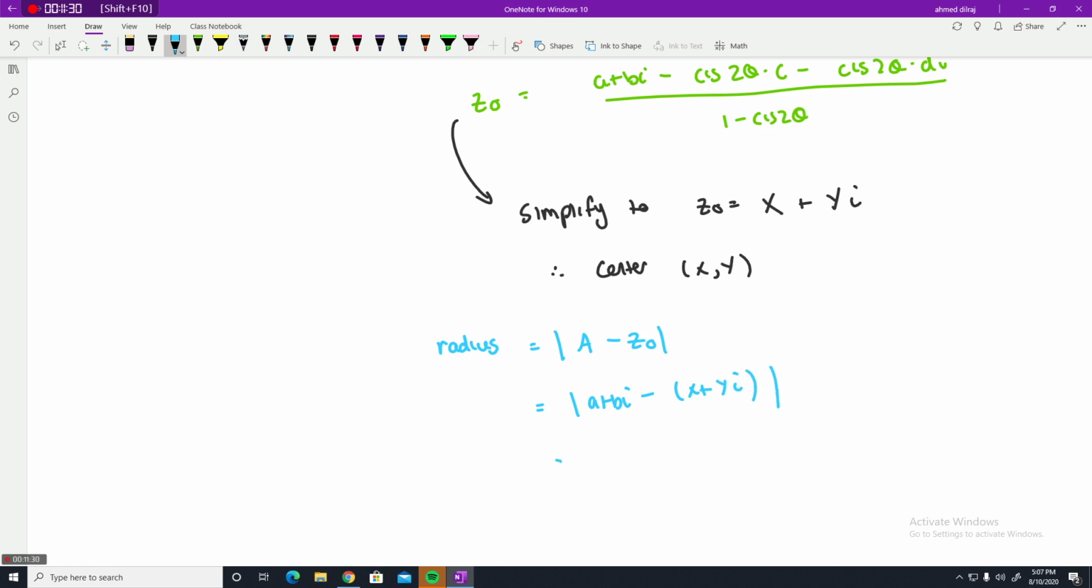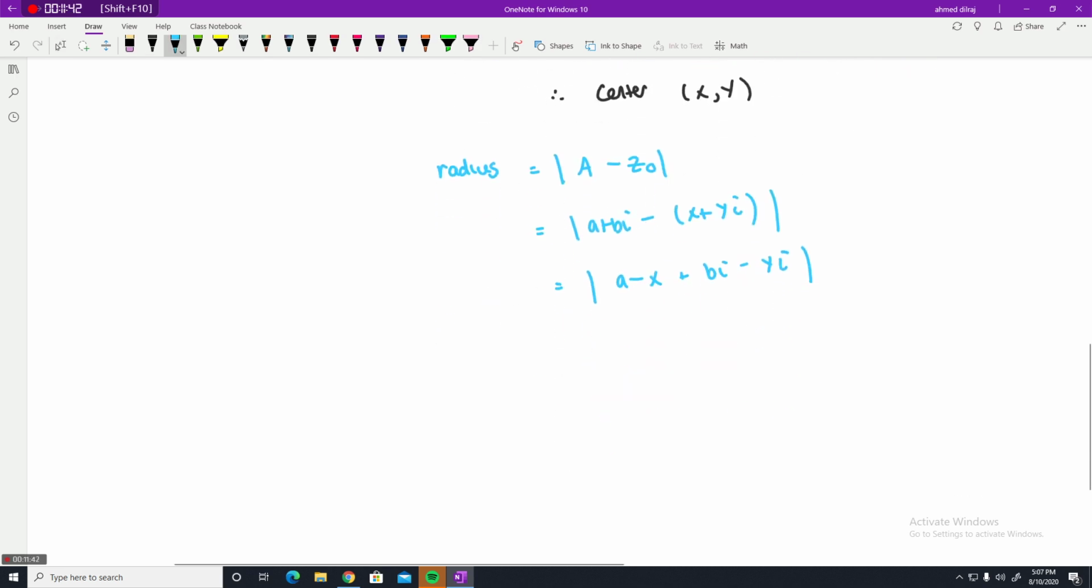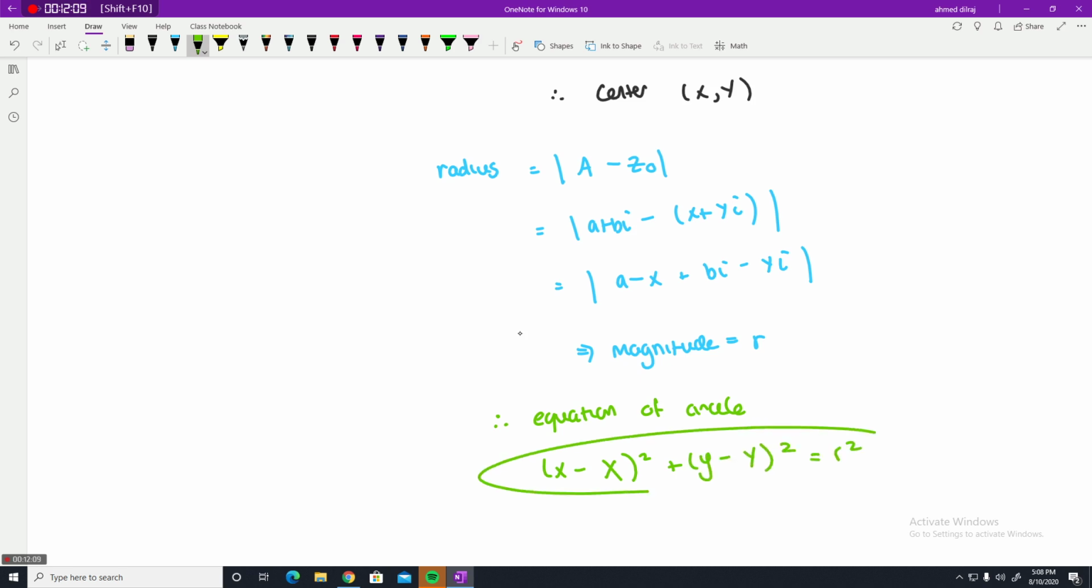So if you have it like this, you just simplify it. It becomes a minus x plus bi minus yi. Once you have the real and imaginary components together, you just find the magnitude, and that ends up being the radius. We're just going to call this magnitude R. So therefore, all you have to do is find the equation of the circle. It's just x minus capital X squared plus y minus capital Y squared is equal to R squared, and that ends up being the equation of our circle.